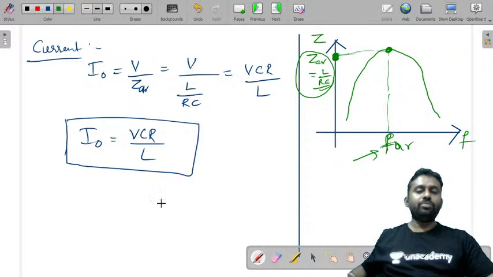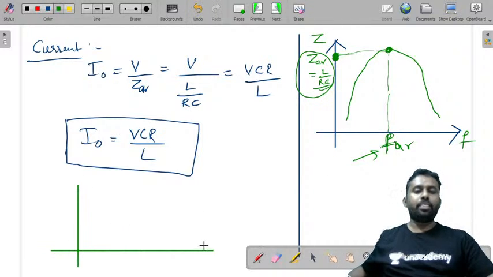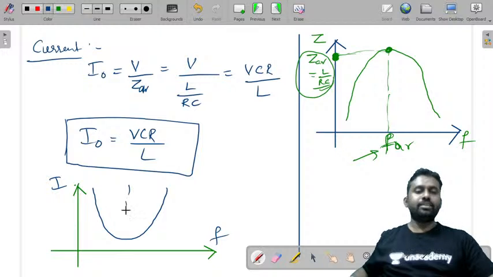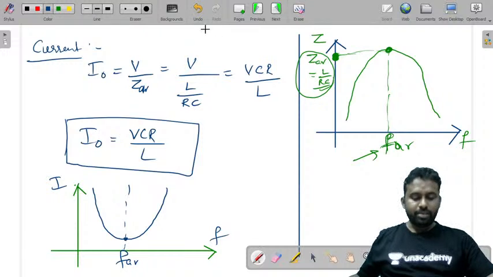Now if the impedance is maximum at a given point, what would be the current? Let us consider the current. If this is the current versus frequency curve, the current will be minimum as the impedance is maximum. As the impedance is maximum, current is minimum.